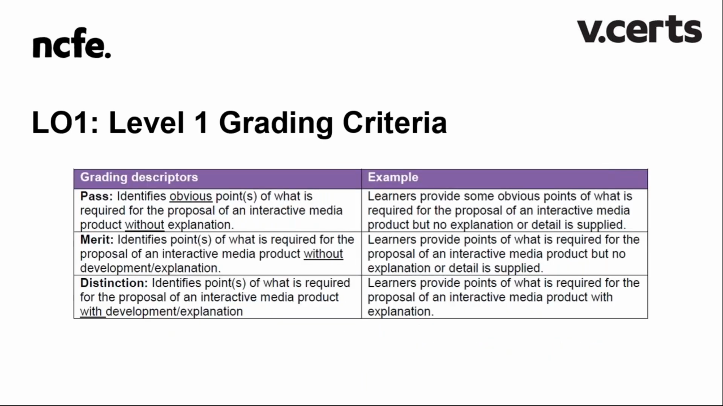And here we can see the level 1 assessment criteria. Quite basic evidence is required here. For a pass, it's identifying obvious points, identify relevant points for a merit, and identify points with explanation for a distinction. And evidence for identify could be a list here, or it could be bullet points. So we're not looking for a great deal of evidence for identify at level 1. And for the distinction, they must have some explanation, but still this can be quite basic.